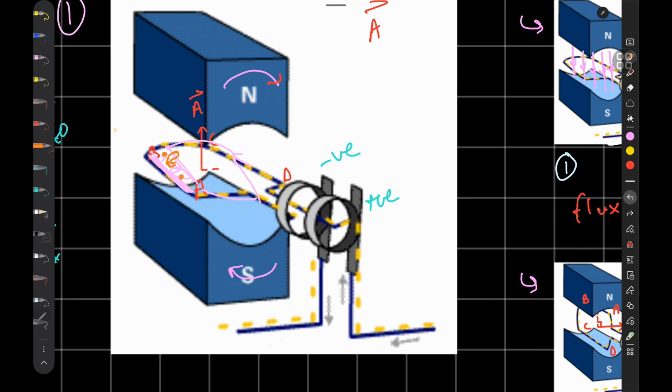So what does this show you? That the current will be in that direction. Fair? The current will be in that direction. So from A to B.